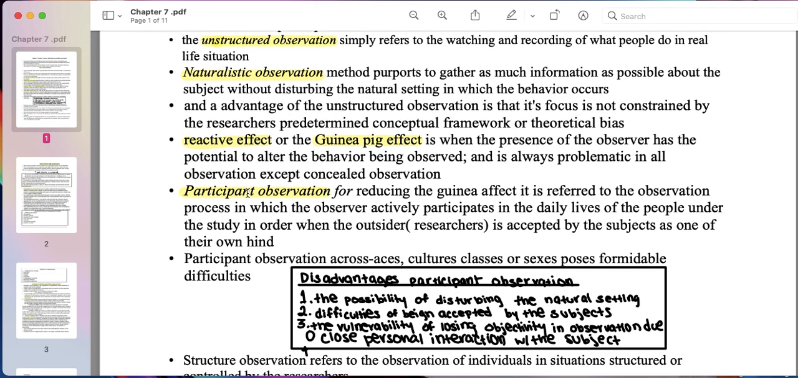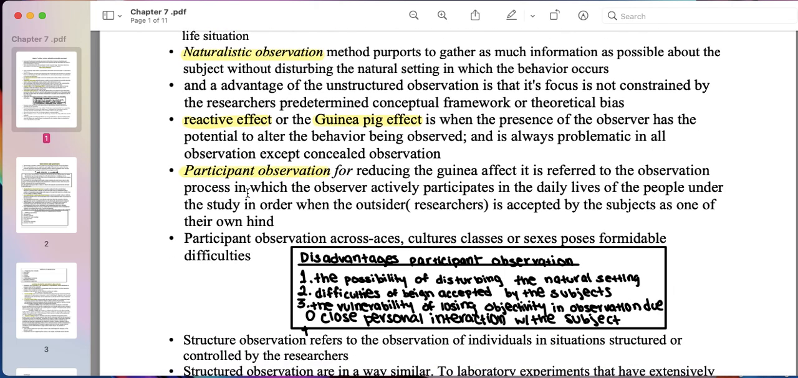We also talk about the reactive effect, which is also known as the guinea pig effect, which is when the presence of an observer in the room tends to alter the behavior of the participant because now they feel like they're being observed. That's a little bit problematic because it does change the natural environment and the setting of it all.